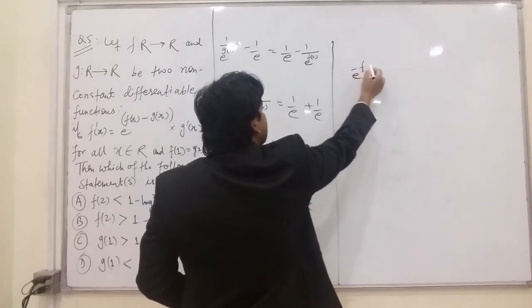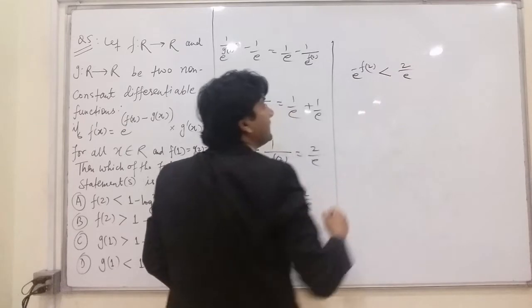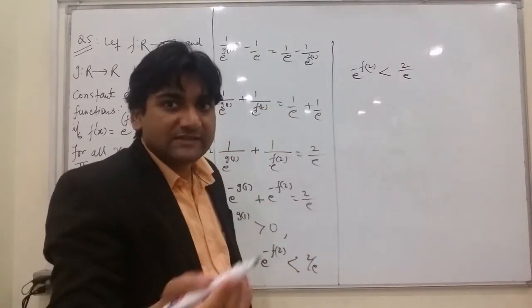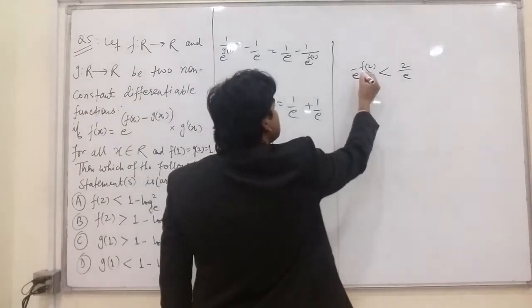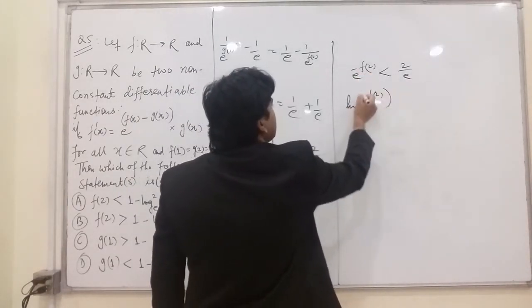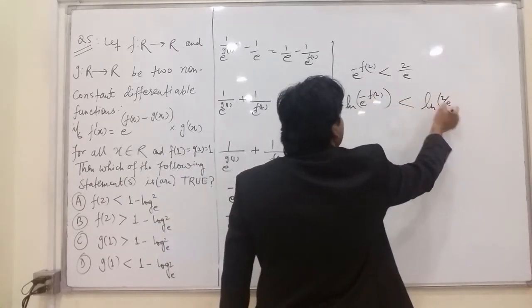Now e raised to minus f(2) is less than 2 over e. Now I can apply log on both sides, base e, we can say ln. So this is ln e raised to minus f(2), this is less than ln of 2 over e.